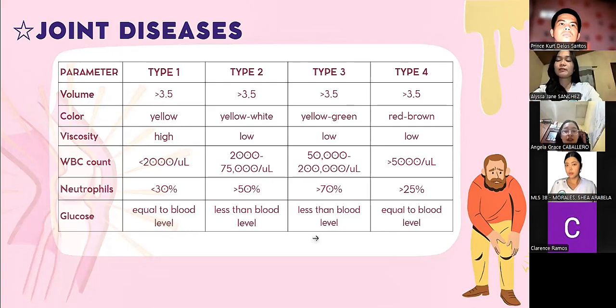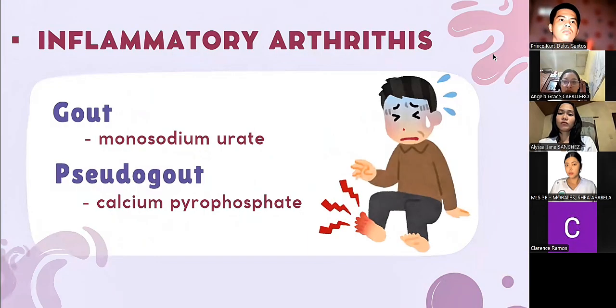than blood level. Inflammatory arthritis refers to a group of diseases characterized by inflammation of the joints and surrounding tissues. We have the gout and the pseudogout. Next is the specimen collection.